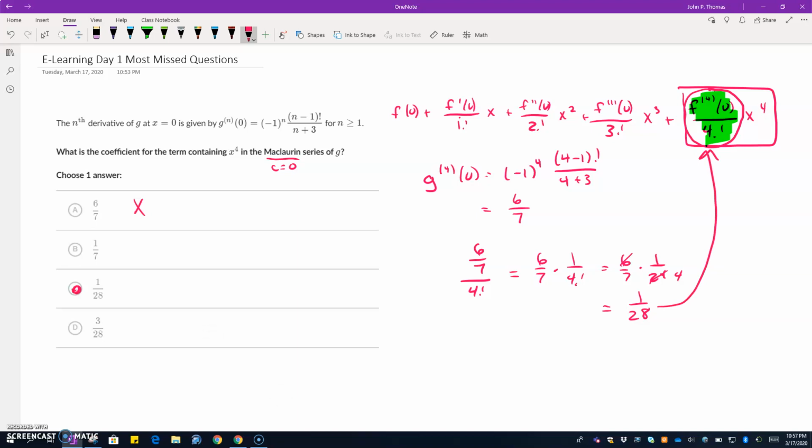Alright, which is our choice C. Which is our correct answer for this particular problem.